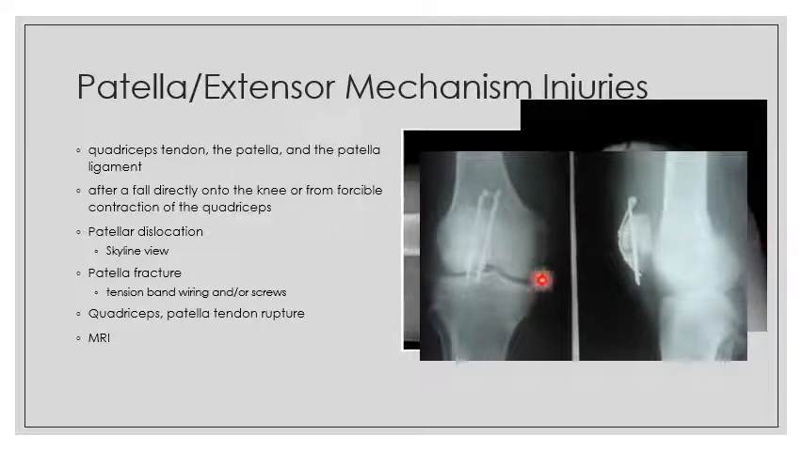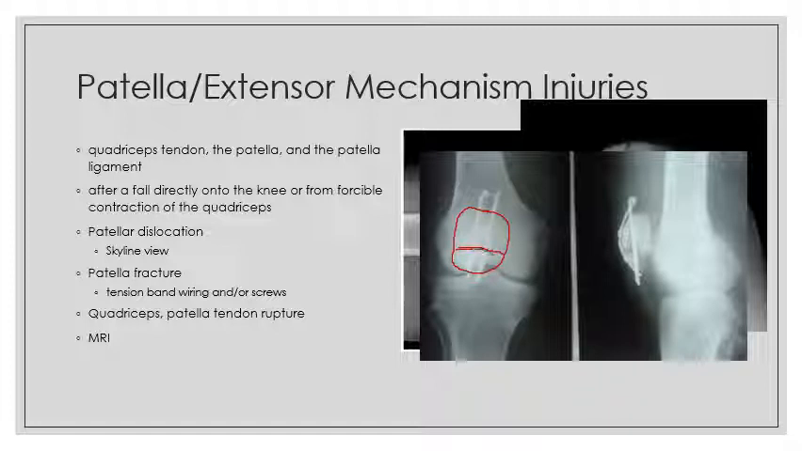So we usually do, if it's a transverse fracture, tension band wiring. If tension band wiring is familiar, we do it in the olecranon. So usually the patella, the fracture is here.